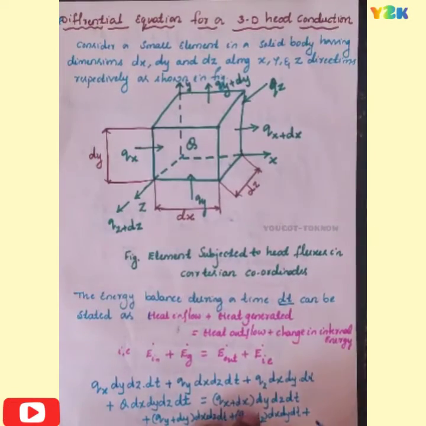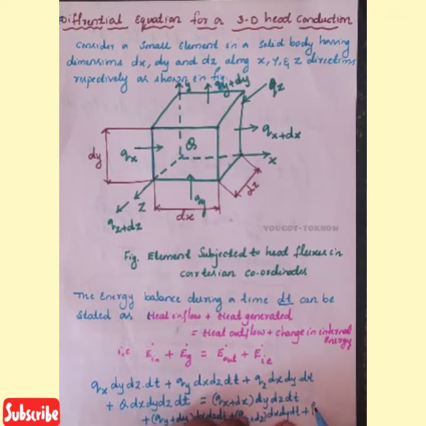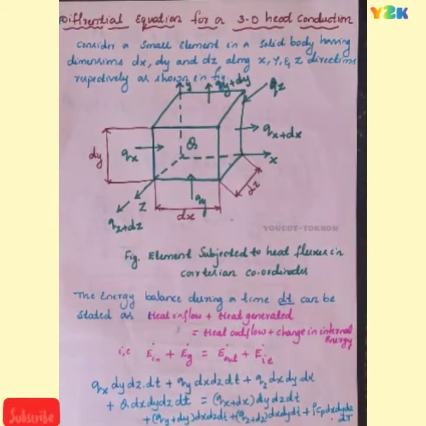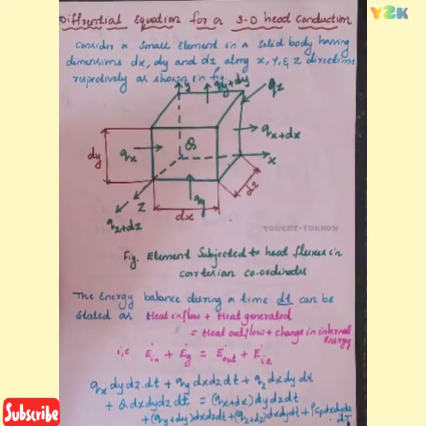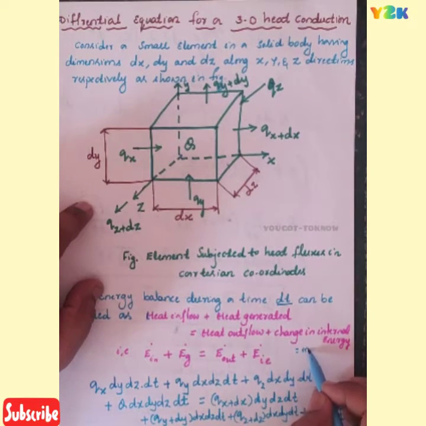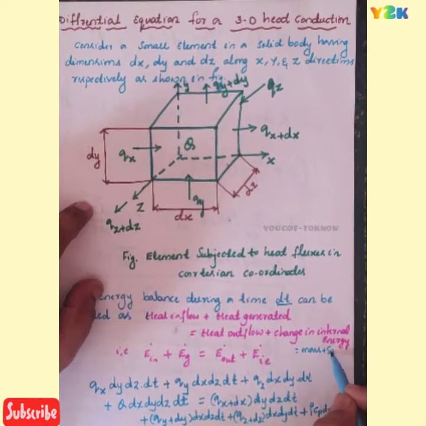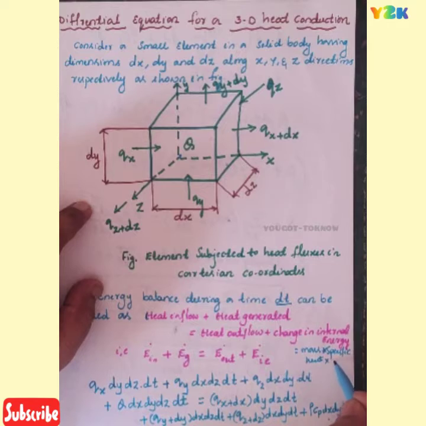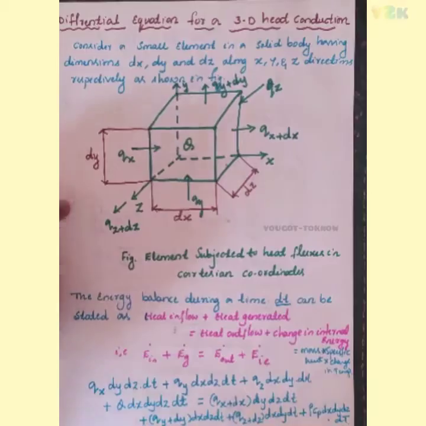Now what is the change in internal energy? Change in internal energy will be equal to density, that is mass, into Cp into the volume dx dy dz into the change in temperature, dT, into dt. Now dT is the change in temperature. Change in internal energy will be equal to mass into specific heat into change in temperature. Now this is the equation.